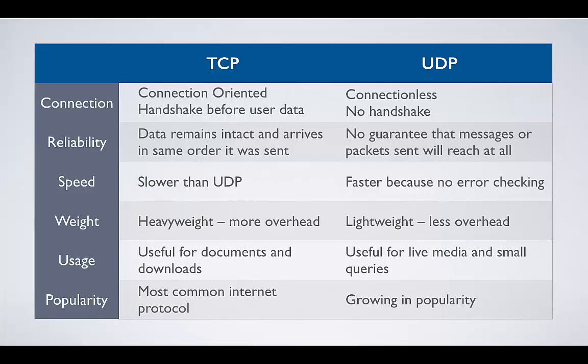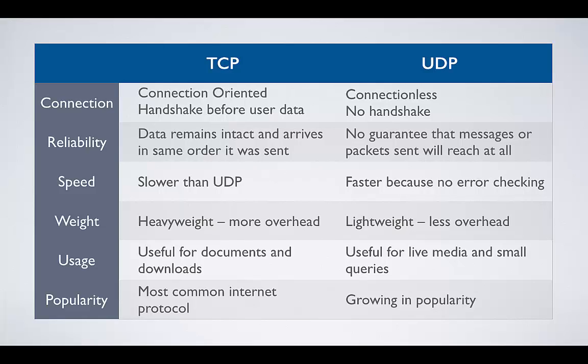Here's a table that gives a couple distinctions between TCP and UDP. We've talked about most of these already. TCP is connection-oriented. It requires a handshake before computers can exchange significant amounts of data. UDP is connectionless and does not require any handshake.